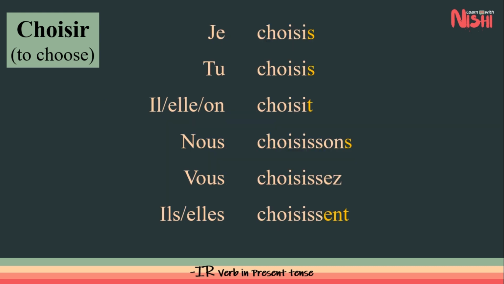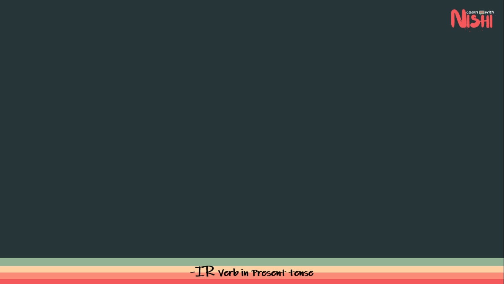Now, let's see what not to pronounce. This is S, T, S and ENT. They are all silent. We don't pronounce them. We pronounce like je choisis, not choisis with a final S. Nous choisissons, not with a final S. Ils choisissent, not with the final ENT. Okay, to be clear about everything, let's conjugate another regular IR verb in present tense.